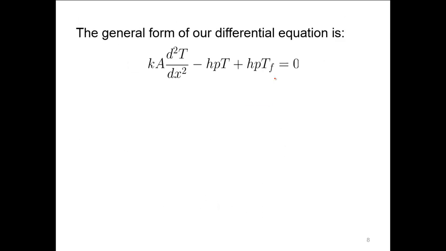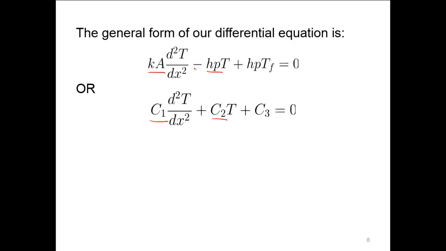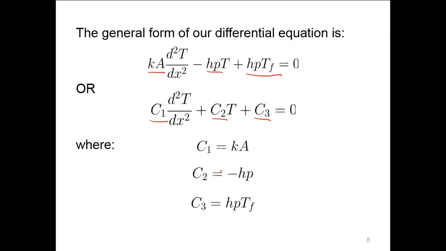All right, so the general form of our differential equation, as we mentioned before, is this. We can also represent it as this. If we take our K and our A and generalize to just saying there's a coefficient there, as well as with HP, we have a coefficient, so the negative sign would be wrapped up in the coefficient here as well. And then we have just a constant there, coefficient 3. So there's our A minus HP, the convection coefficient times the perimeter times the temperature of the fluid.